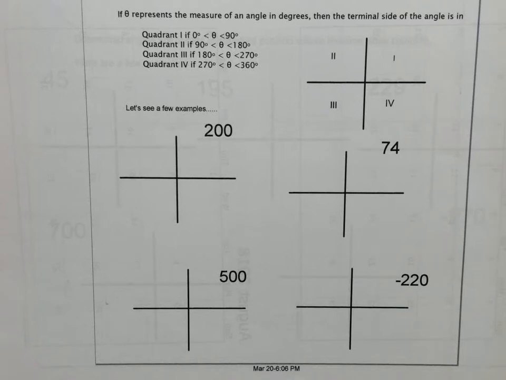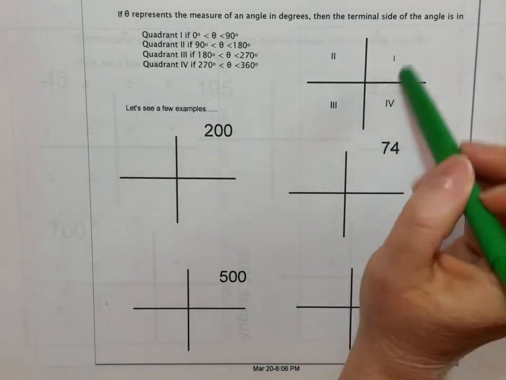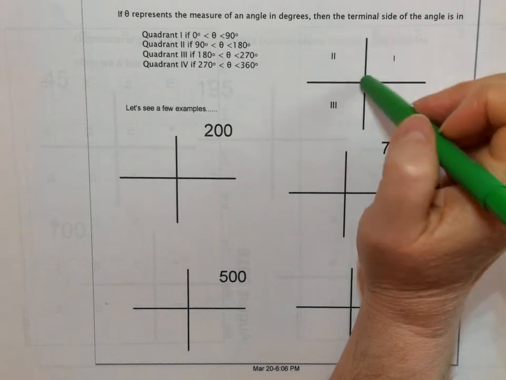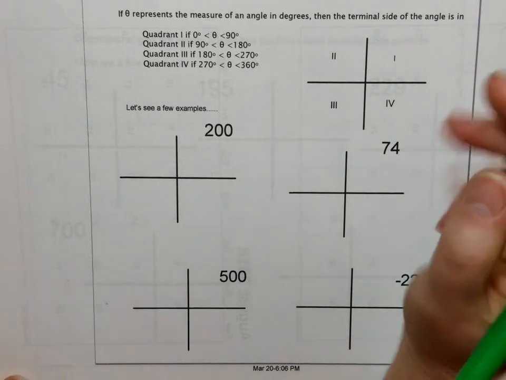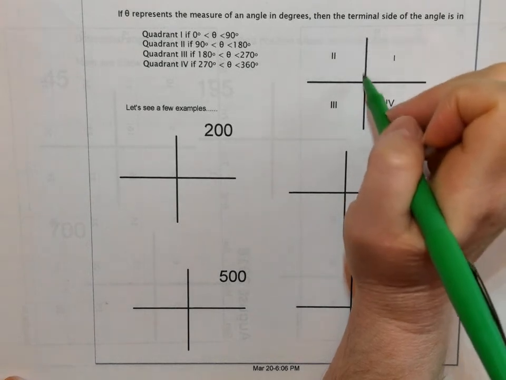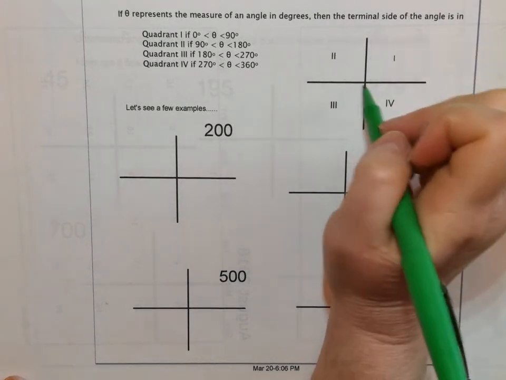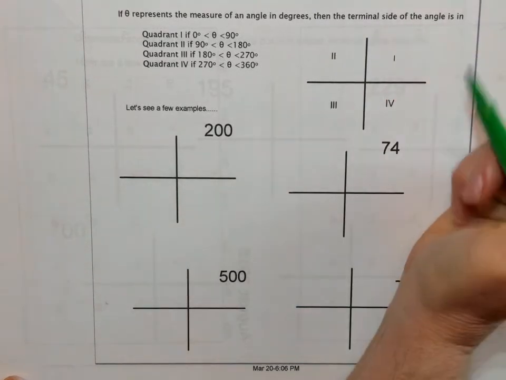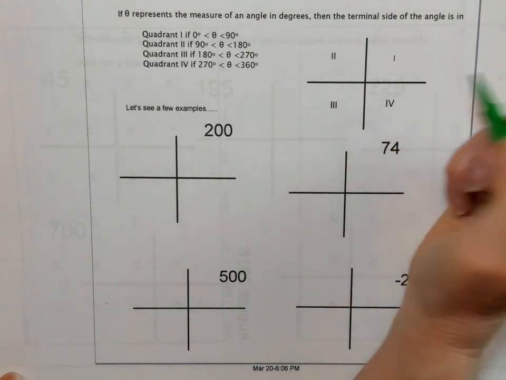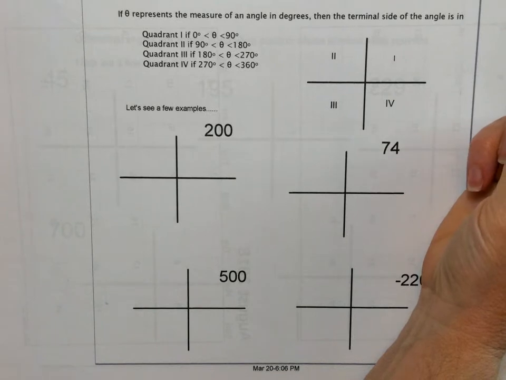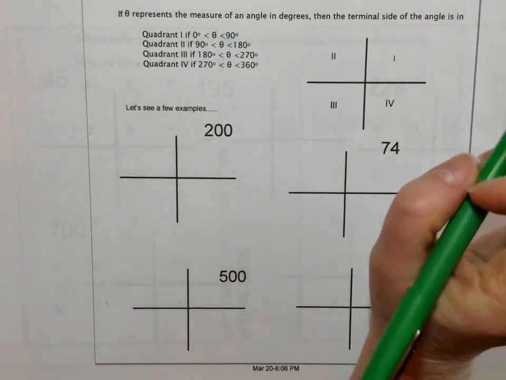Quadrant 3 goes from 180 to 270, and quadrant 4 goes from 270 to 360. So each of them contains 90 degrees, but notice there are no equal signs. We just defined all of those. If it lands on this line, it's the positive y. If it lands on this line, it's the negative x. If it lands on this line, it's the negative y. And if it lands over here, it's the positive x. So that's why there are no equal signs over here.